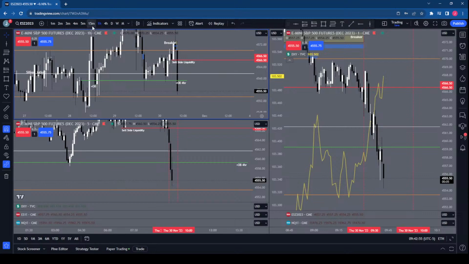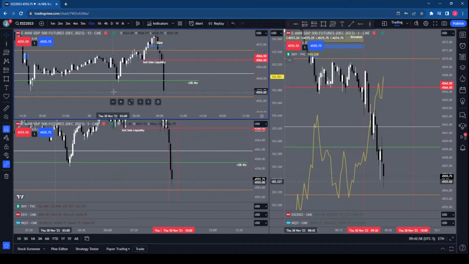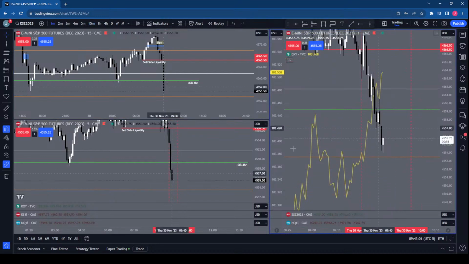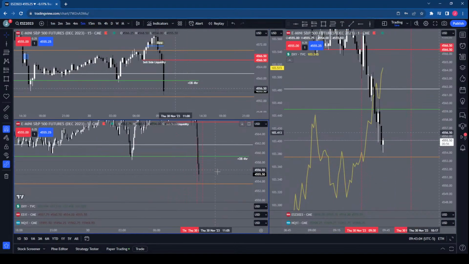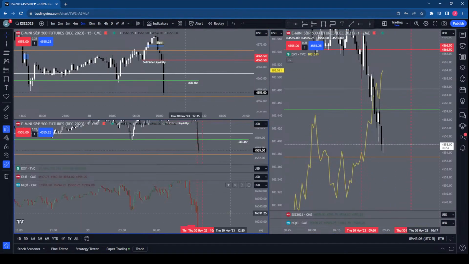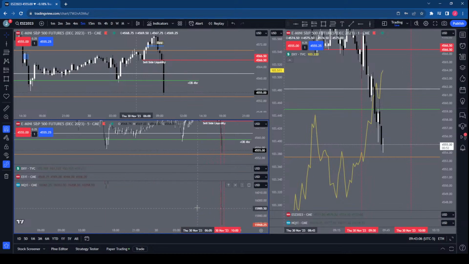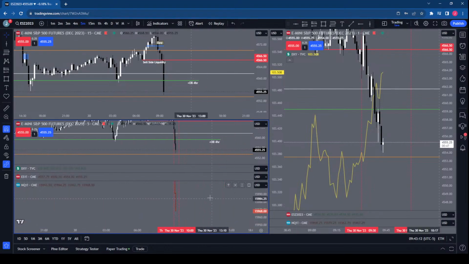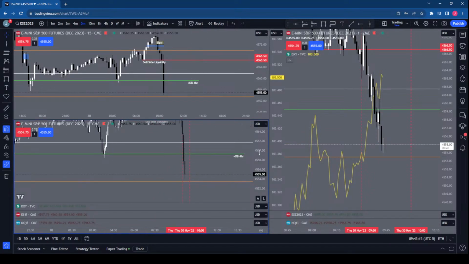This is looking like a very strong hourly though. So dollar's looking good. See where NASDAQ is at. NASDAQ is very low. Let's focus on ES.